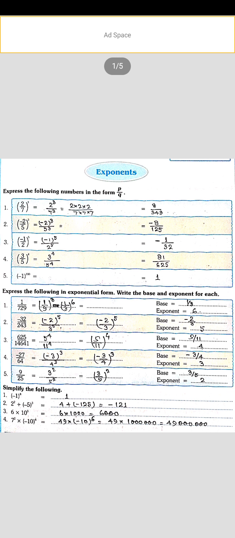Question number 2. 2a square plus (minus 5) whole cube. 2a square can be written as 4 and (minus 5) whole cube can be written as minus 125. Now this is equal to minus 121. 6 multiply 10 cube. It can be written as 6 multiply 1000. Why 1000? Where 10 raised to the power 3, so 1 followed by 3 zeros. So that is 6000. 7 square can be written as 49 and (minus 10) raised to the power 6.